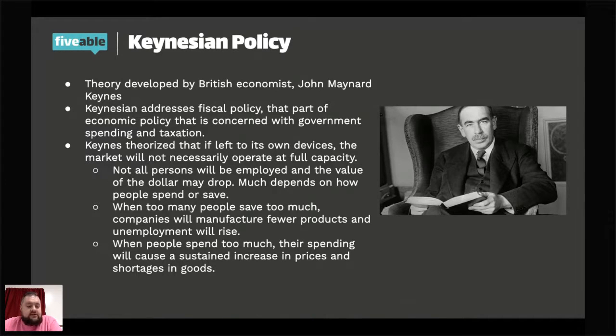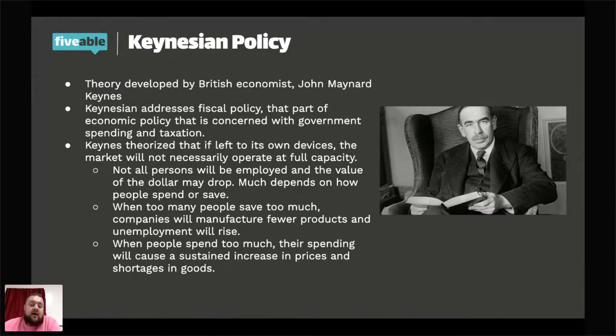He really believed that if it was left to its own devices, the market will not necessarily operate at full capacity, okay? So if you've done anything with Adam Smith and the Invisible Hand yet, and the Wealth of Nations, he agrees some with Smith, but what he's saying here is, well, there's more to it, okay? Sometimes the government does have to get involved in the free market and give it a little push, okay, to help it along, okay?